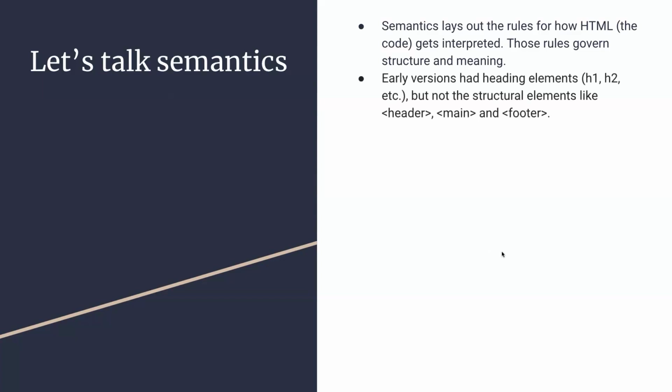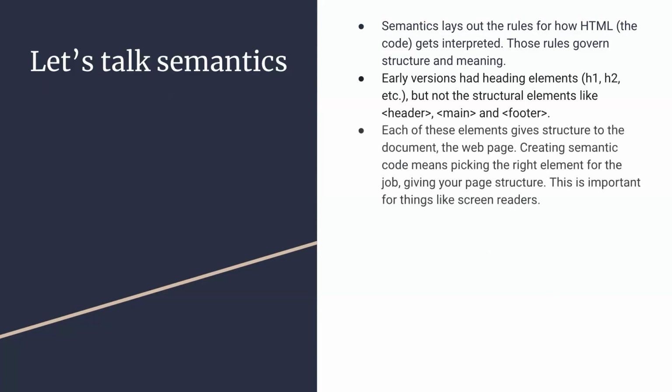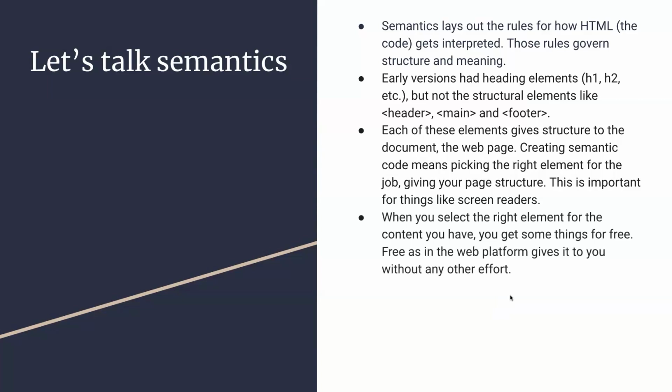Early versions had heading elements like H1, H2, but not the structural elements that we have today, like header, main, and footer. Each of these elements gives structure to the document, the web page. Creating semantic code means picking the right element for the job, giving your page structure, and it's important for screen readers because they use those tags to determine the hierarchy of the web page. When you select the right element for the content, you get some things for free, as in the web platform gives it to you without any other effort, like formatting.